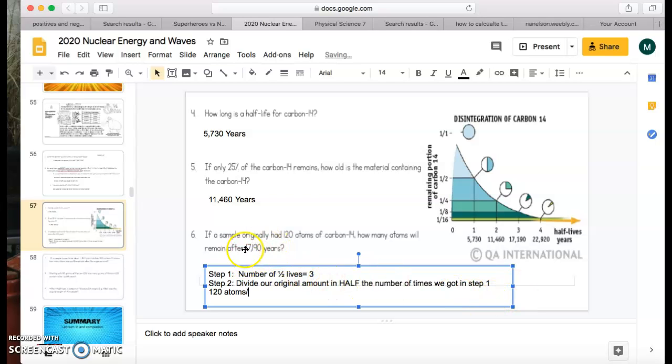We learned that for it to be 17,190 years old, it had to go through 3 half-lives. So this means we're going to divide 120 in half 3 times. 120 divided by 2, which is 1 half-life, is 60. 60 divided by 2, which is 2 half-lives, equals 30. 30 divided by 2, which is 3 half-lives, which is what we're supposed to go through, equals 15. That means at the end of 3 half-lives, I only have 15 atoms of my 120 remaining.